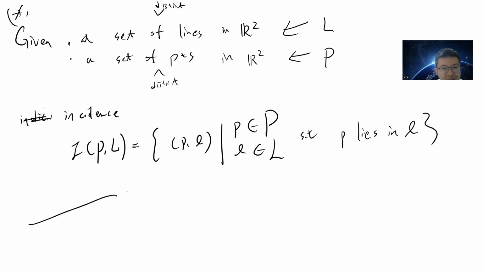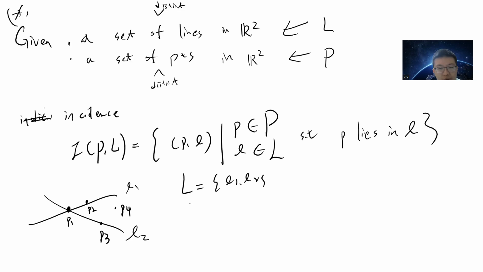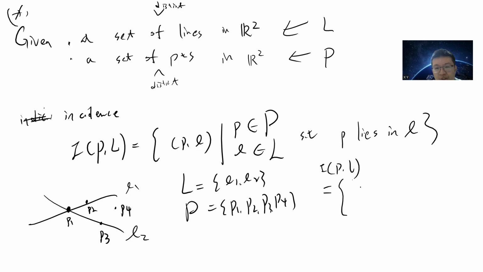So let's draw two lines and some points. Say this is P1, this is P2, this is P3, and this is P4. In this case my L is L1 and L2, and my P is P1, P2, P3, P4. I can count the incidences, which is trivial. Write down the pairs: P1 is on L1, P1 is on L2, P2 is on L1, P3 is on L2, and P4 is on nothing. So it's 4.